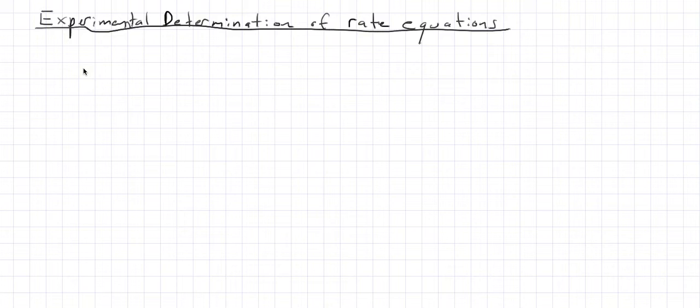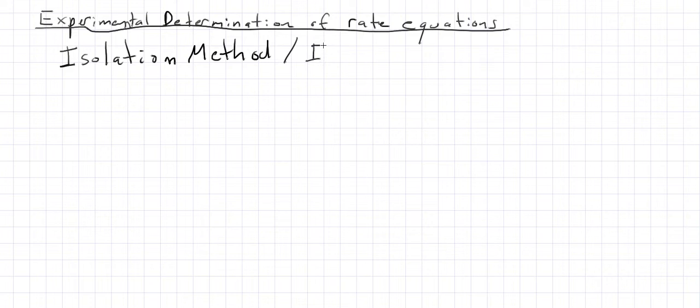So, experimental determination of rate equations. We'll look at two different methods. One is the isolation method. Let's look at how we could use the isolation method in concert with integrated rate laws.